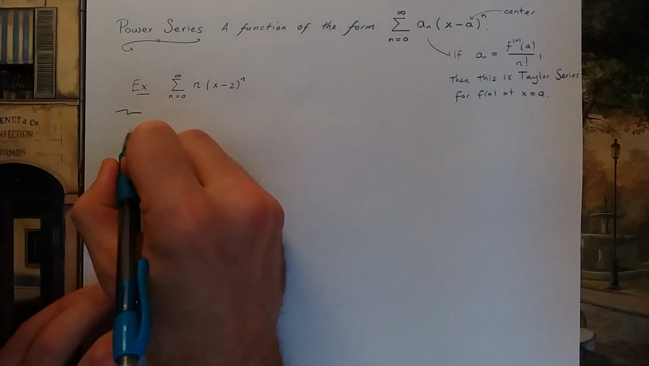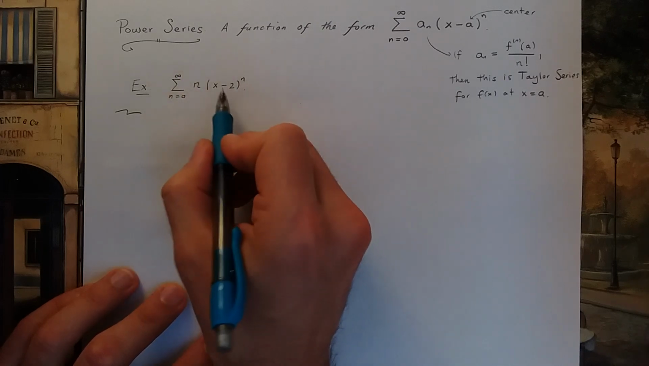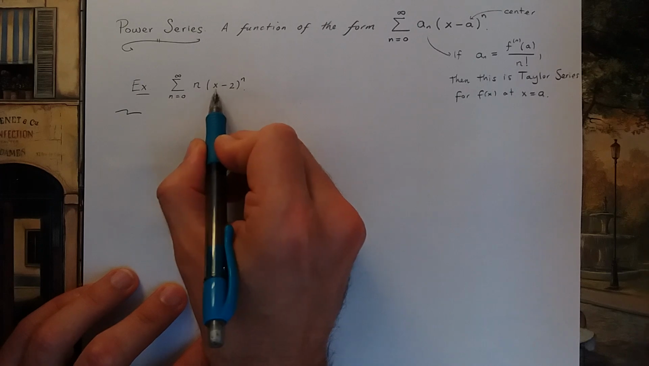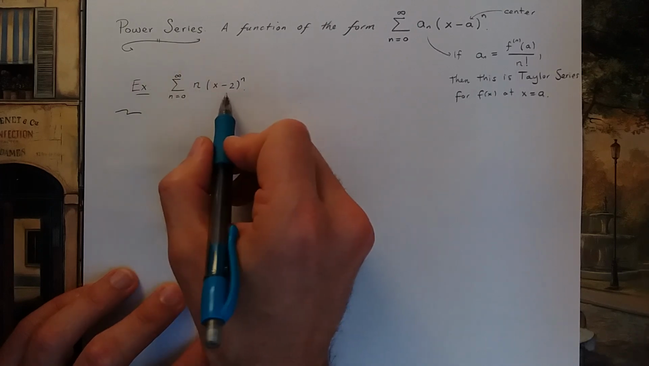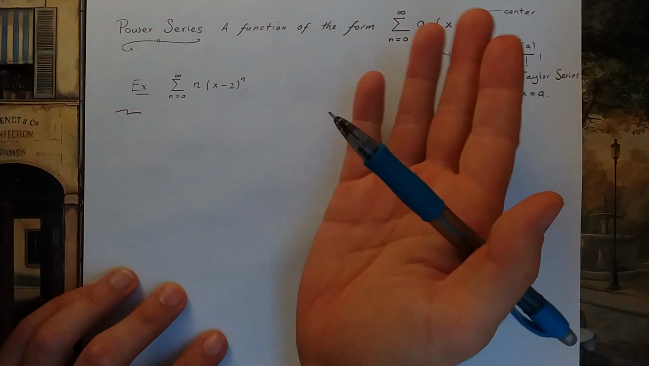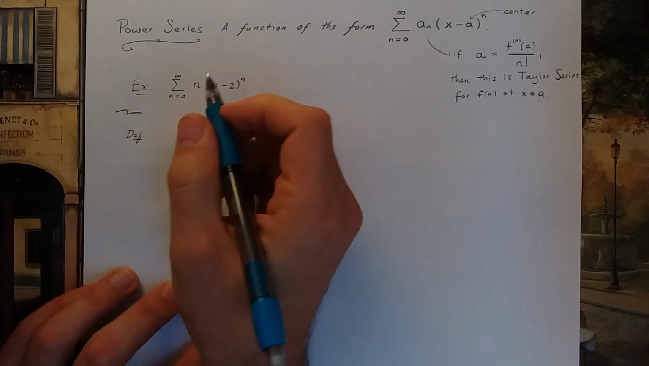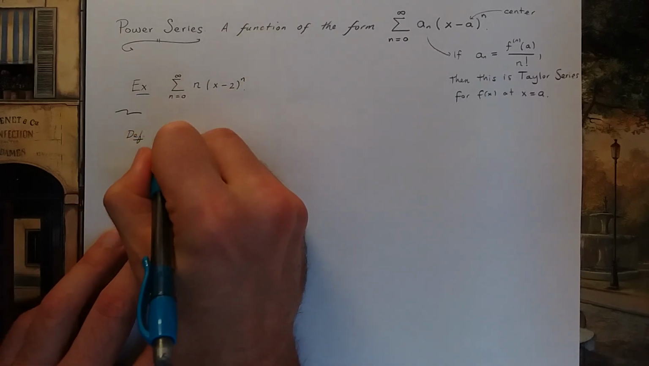So the main question that you want to ask about power series is what values of x can I plug in to this function? Which values of x give me a convergent series? Which values of x a divergent series? So let's give some definitions for this.